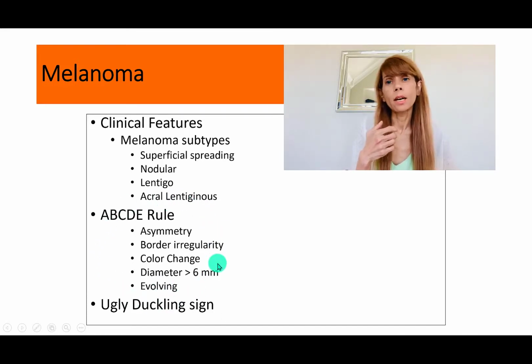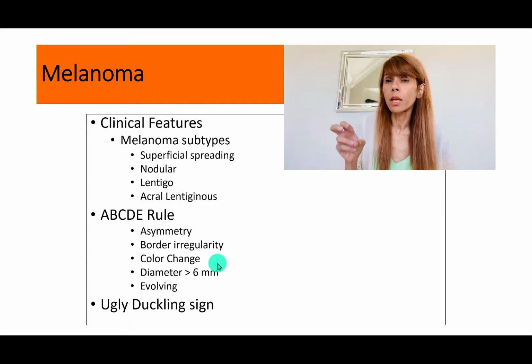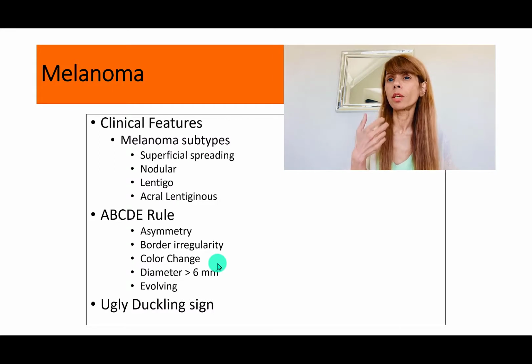Now, another thing is the ugly duckling sign, which basically means that if a clinician looks at a skin lesion which appears suspicious but is not necessarily following the ABCDE rule, and is just looking very angry, or looks like there is something wrong with the lesion, it's more cancerous than benign, we should definitely proceed with caution and take a biopsy to make sure it is not melanoma or cancer.